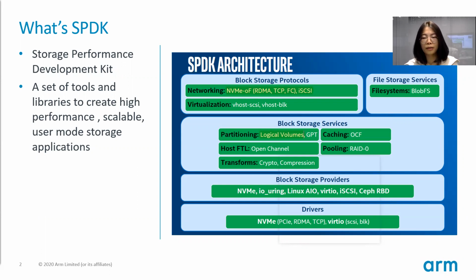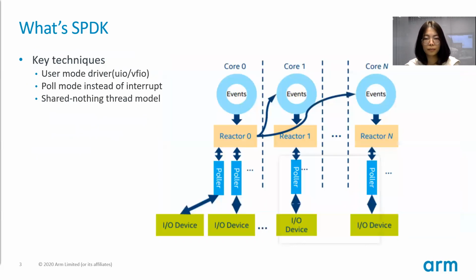And then the block storage service layer, it provides several services for different purposes, like logical volume, RAID, and so on. And the top layer is the storage protocol layer, including NVMe over fabrics, vhost SCSI that are capable of serving disks over the network or to other processes. Besides, it implements BlobFS as a file storage service.